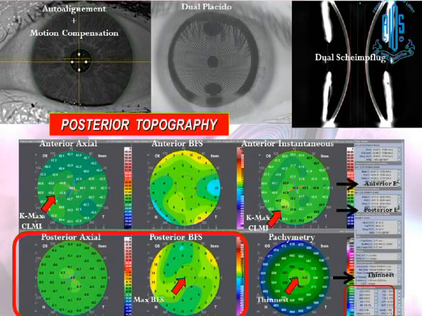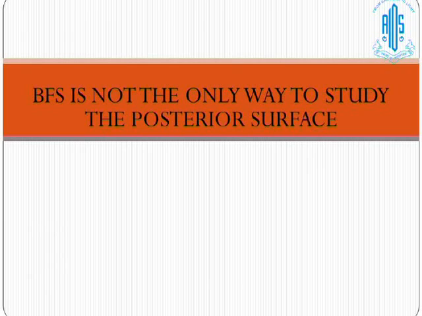Why are we using instantaneous? To magnify the defect. But don't primarily see instantaneous. You can see axial, that will give you an overview, and this will magnify, you can say, any changes which are there, so that you can start suspecting that something is going wrong somewhere. Now best fit sphere is not the only way to study the posterior surface.